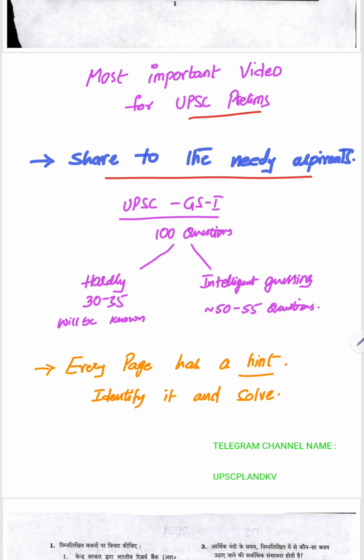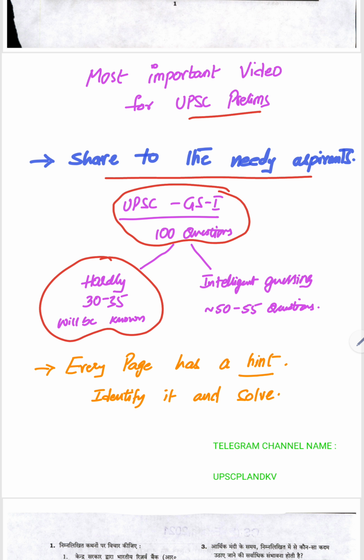With respect to UPSC GS paper 1, we will be solving 100 MCQs. Out of those 100, hardly 30 to 35 questions will be known ones that come from the static syllabus. The remaining 50 to 55 questions that we need to mark depend on intelligent guessing. So we need to depend on some tricks, some UPSC language, etc.